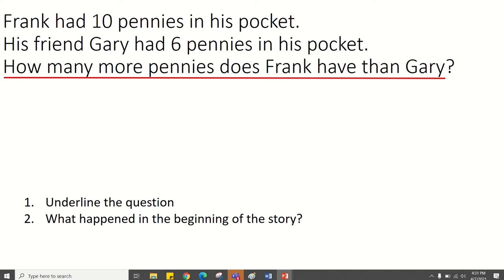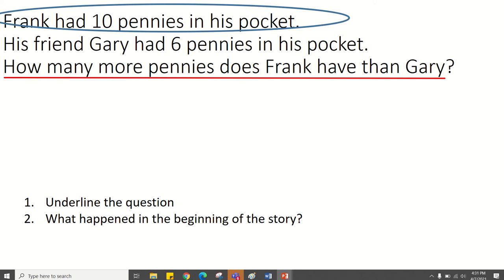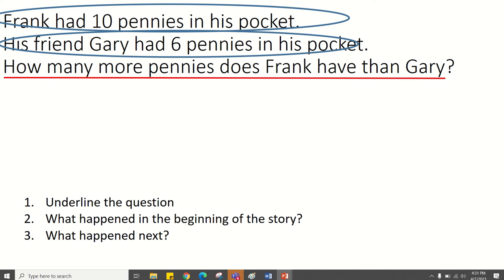Next, what happened in the beginning of the story? In the beginning of the story, it tells us that Frank had 10 pennies in his pocket. What happened next? His friend Gary had 6 pennies in his pocket. Do you see any key words or key phrases that might tell us that we have to subtract?